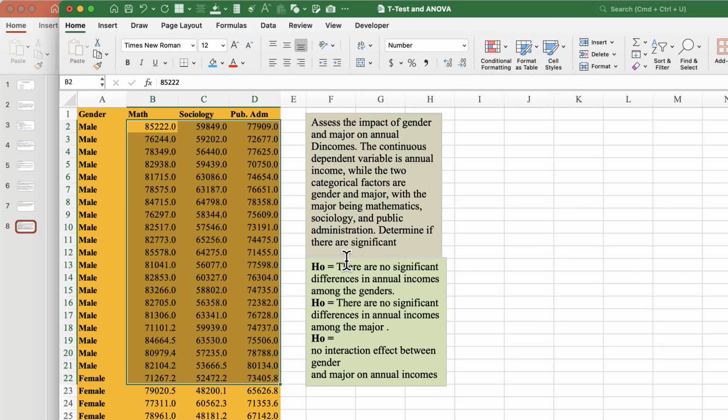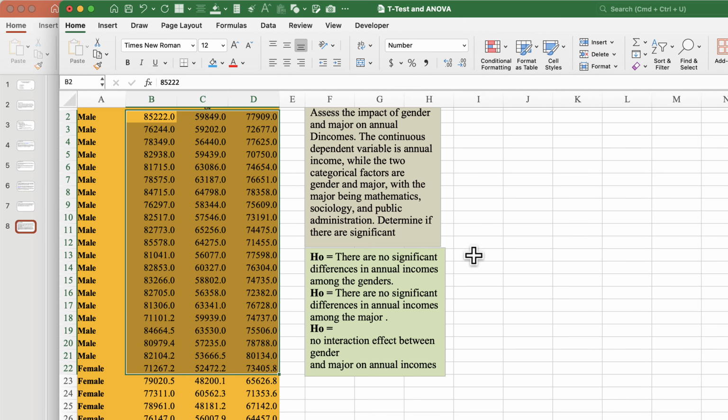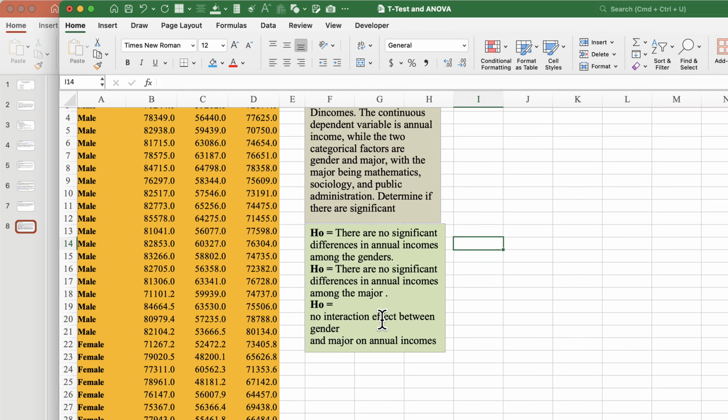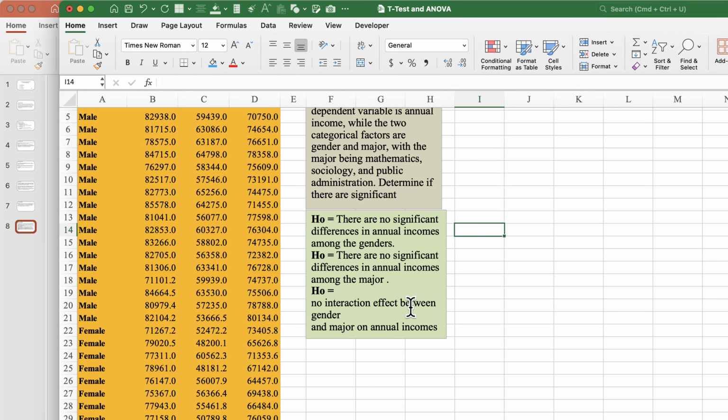We start with formulating hypotheses, and our null hypothesis is that there are no significant differences in the annual income among genders. So the first one is about genders. The second one is that there are no significant differences in the annual income among the major program measures. And the third one is that there is no interaction effect between gender and major on annual income.